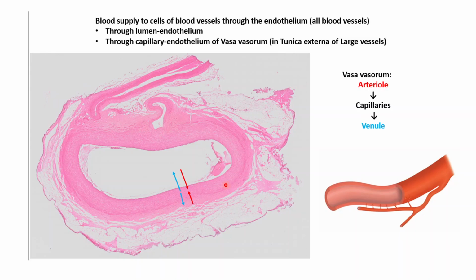So we need some external source of blood. And that's where the vasa vasorum comes in. So now it connects to these outer walls, and oxygen can diffuse through it. And this allows oxygen diffusion, and the cells can just live.